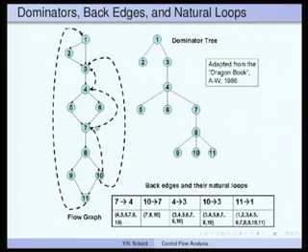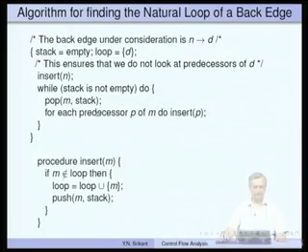Now let us look at the algorithm which actually constructs these loops. You are given the back edge under consideration as n to d, and this algorithm uses a stack. The stack is to begin with empty and the loop contains just the head. The reason why we put this head into the loop to begin with is to ensure that we do not look at the predecessors of D anymore. Otherwise we are going out of the loop, and we do not want to do that.